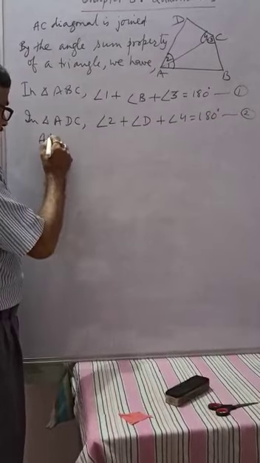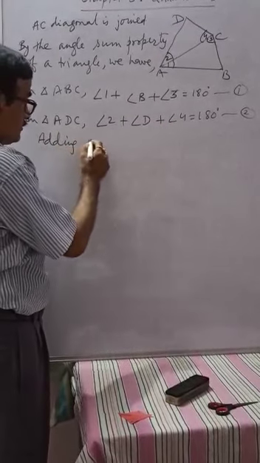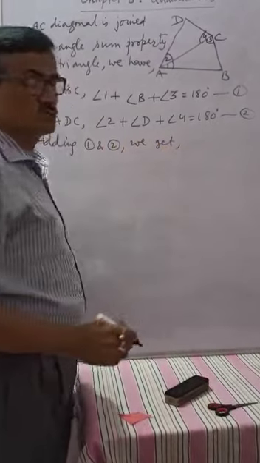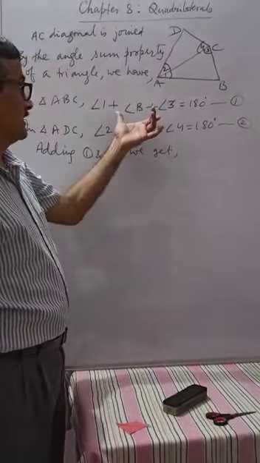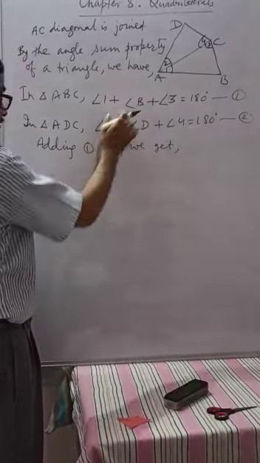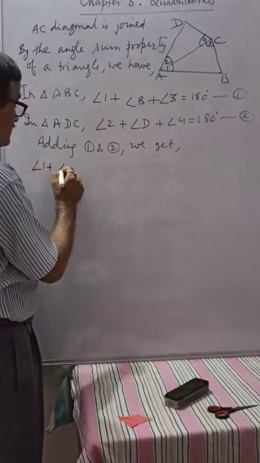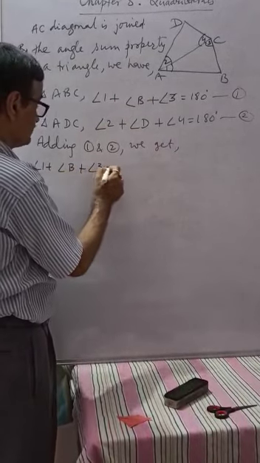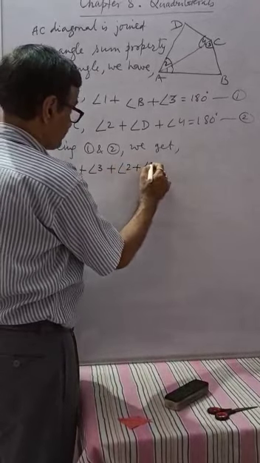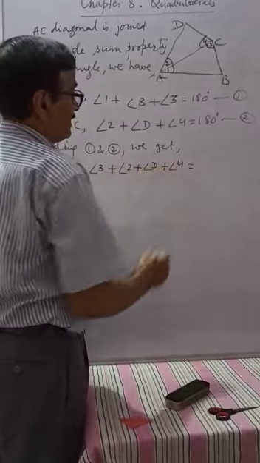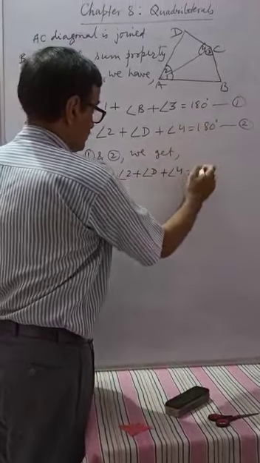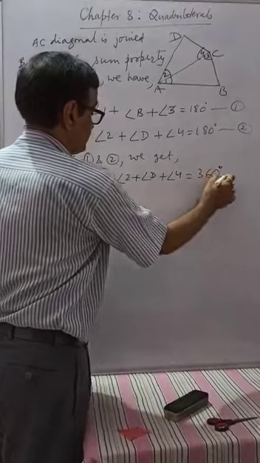Now adding 1 and 2 we get. Now when we add two equations, how to add? So we will add their left hand sides first. So left hand side of first equation is angle 1 plus angle B plus angle 3, and left hand side of the second equation is angle 2 plus angle D plus angle 4. That is equal to, we will add their right hand side, that means 180 plus 180, 360 degree.